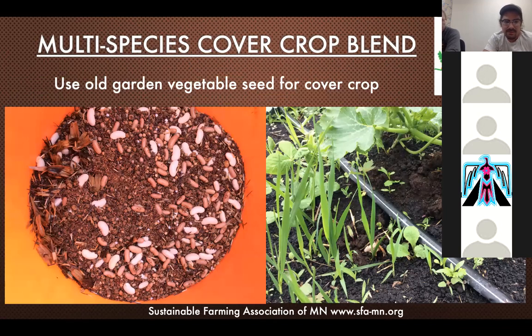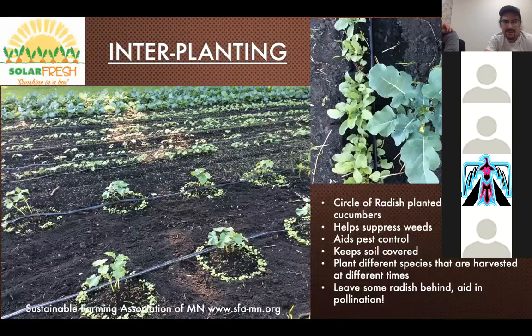Use what you have. These are just old garden seeds on the left that Sarah didn't know if they're going to germinate or not, so she just threw it out into the field as a cover crop. Kind of a nice diverse amount of things growing as a cover crop. There's beans and looks like mustard seed and marigold seed in there. So again, I guess diversity.